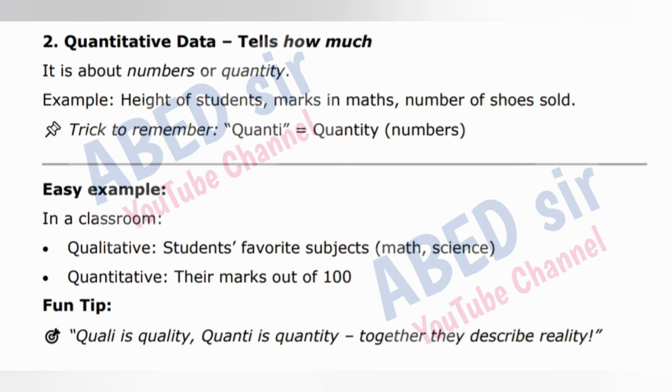2. Quantitative data tells how much. It is about numbers or quantity. Example: height of students, marks in maths, number of shoes sold. Trick to remember: quanti is equal to quantity, numbers. Easy example. In a classroom, qualitative: students' favorite subjects, math, science. Quantitative: their marks out of 100. Fun tip: quali is quality, quanti is quantity, together they describe reality.